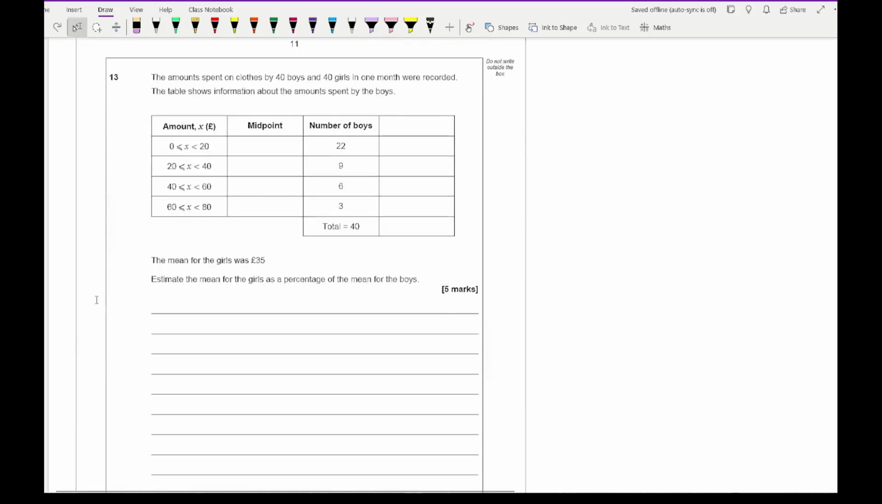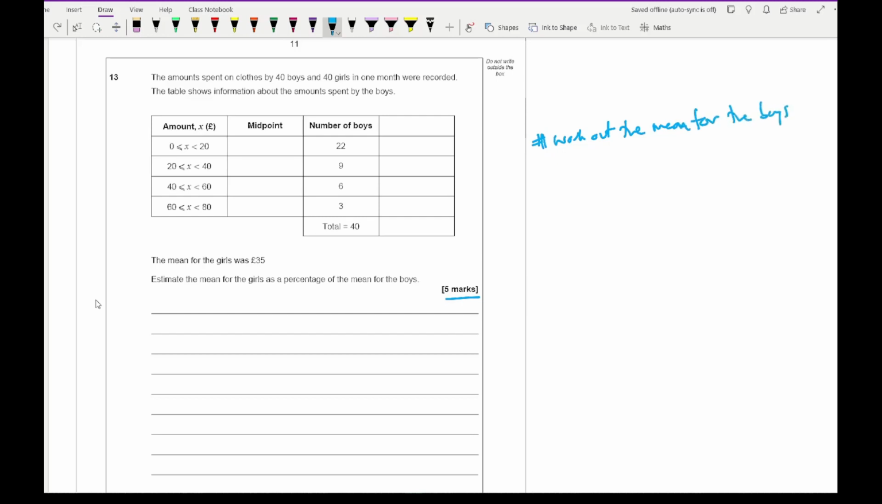Moving on to question 13, it says the amount spent on clothes by 40 boys and 40 girls in 1 month were recorded. The table shows the information about the amount spent by the boys. The mean for the girls was 35. It says estimate the mean for the girls as a percentage of the mean of the boys. And this is worth 5 marks. So the first thing I need to do is work out the mean for the boys.